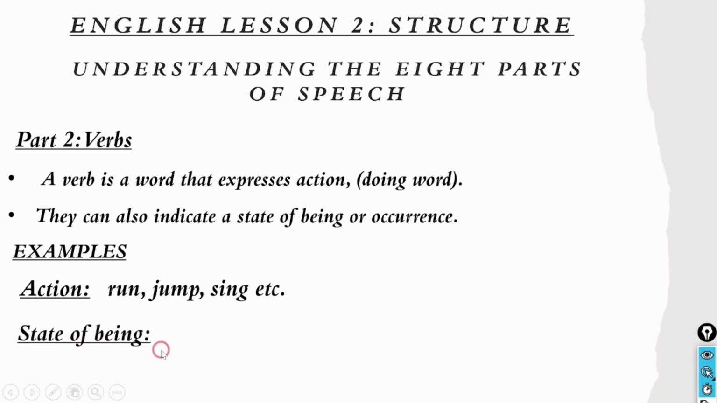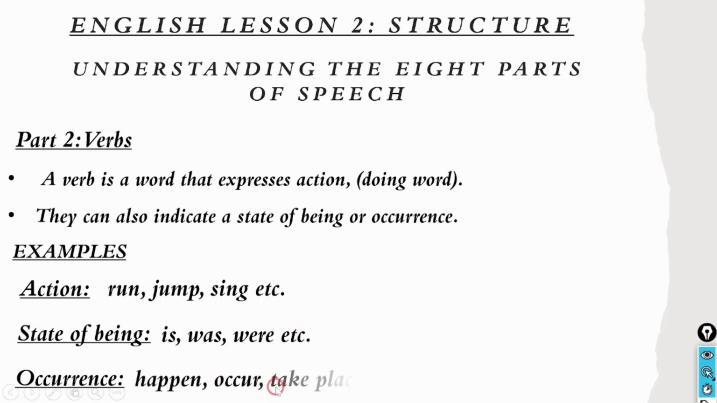Then state of being. State of being as a verb, like is, was, were, etc. You are going to see how each one of these is used. Then lastly, occurrence. Occurrence is another form in which a verb indicates situations, like happen, occur, take place. All right, so let's look at more examples.